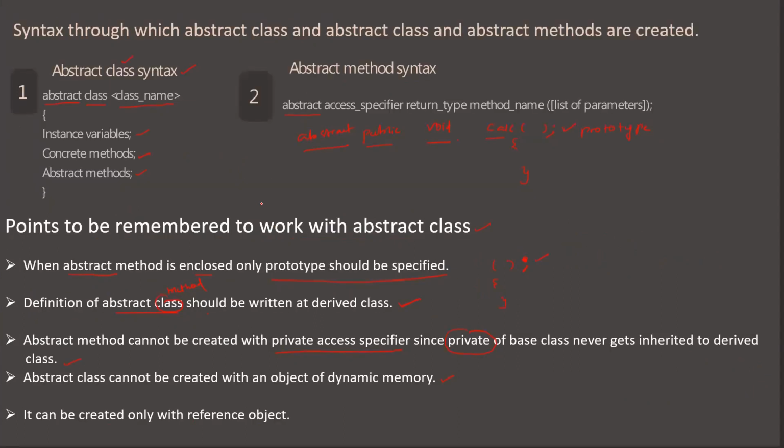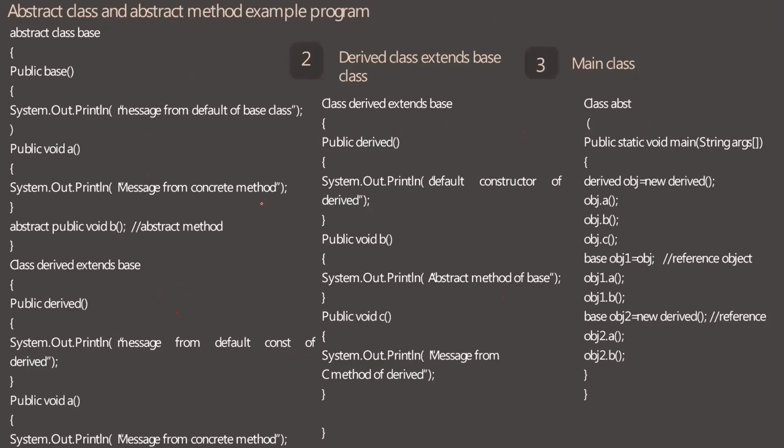Clear? So now this is also clear. Now we work with the example program, which consists of an abstract class as well as an abstract method. Generally we will take a class by name, class Base, or any class name. But what I've done is attached a keyword called abstract. So this class has now become an abstract class, and my abstract class name is Base.